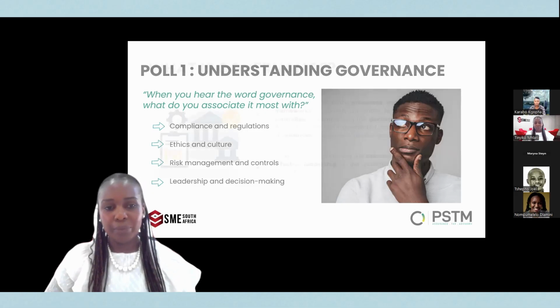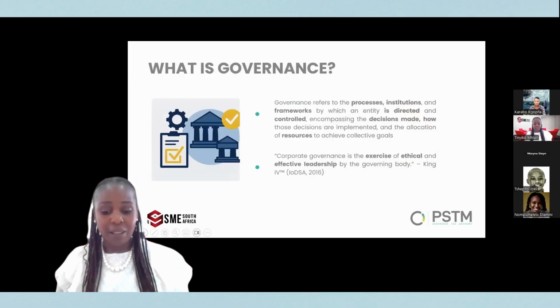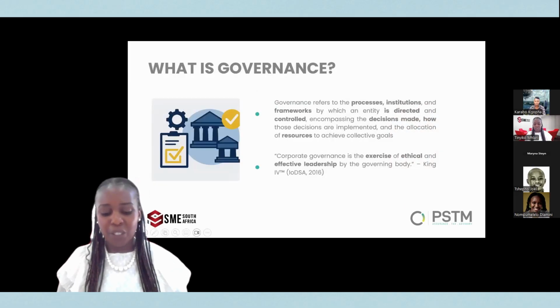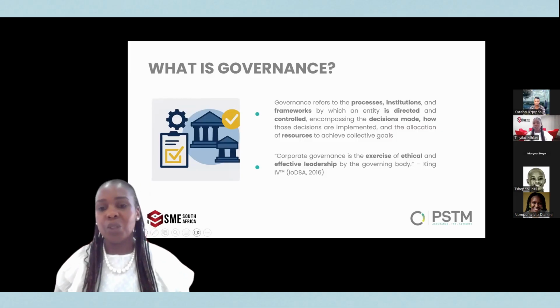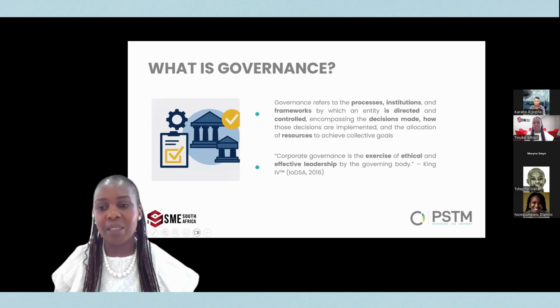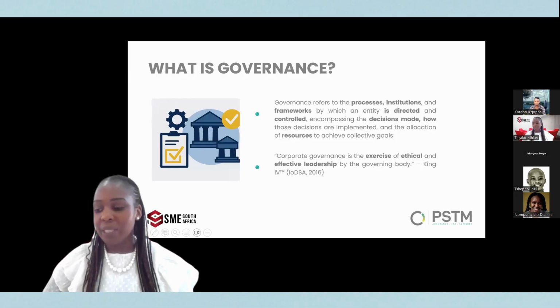Now, in terms of governance itself, from a pure definition, governance is defined as the process or the institutions and the frameworks by which an entity is directed and controlled, through which decisions are made, and how those decisions are ultimately implemented, and how we allocate resources to achieve particular goals. Right, that's governance in a nutshell, at a high level.